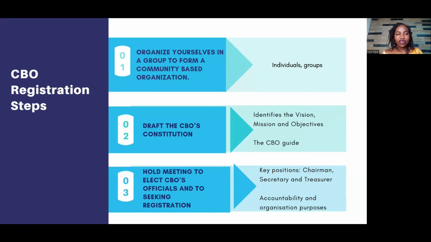And for you to register a CBO, these are the requirements or the steps that you need to take. Step number one, you need to organize yourself in a group to form a community-based organization. So this could either be individuals or it could be even community groups.